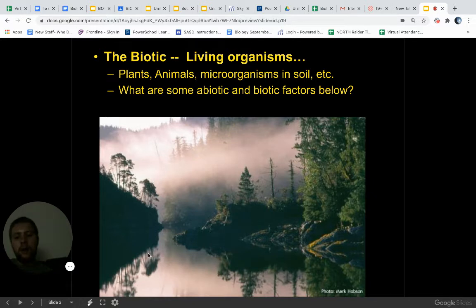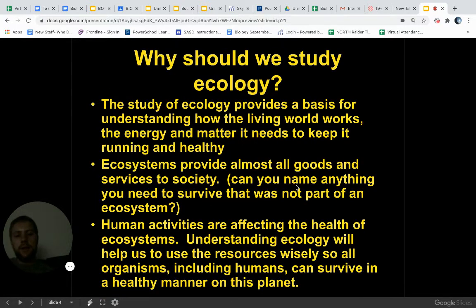So the water, the rocks, this fog hanging in the air, that's water vapor, that's all abiotic factors. The trees, looks like some nice spruce trees here. The moss growing on the rocks, as well as the fish that will be swimming in this river, would all be biotic.